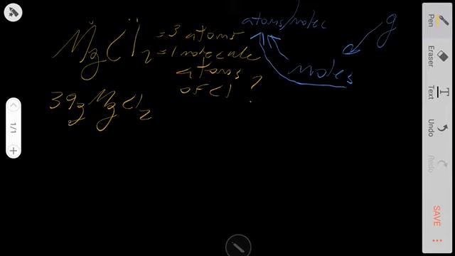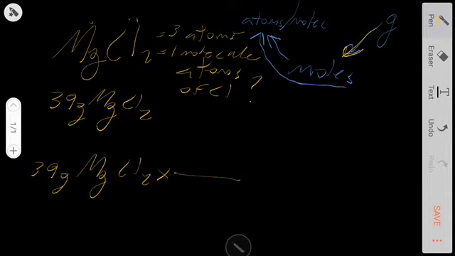If I have 39 grams of magnesium chloride, how many atoms of chlorine do I have? So we start out with 39 grams MgCl2. I first have to go from grams to moles. So let's move it to moles. How many grams are in 1 mole of MgCl2? You have to calculate the molar mass.